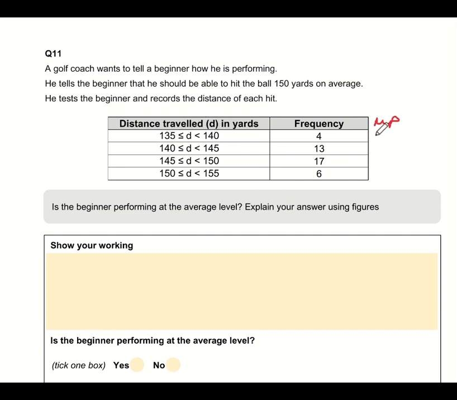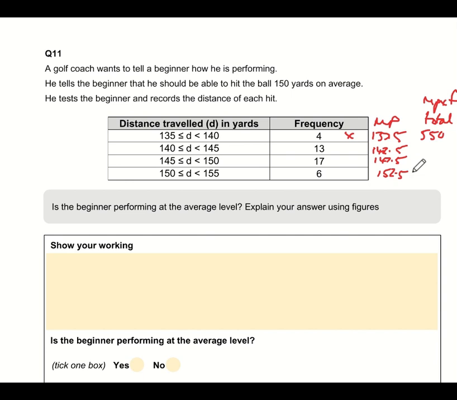So I'm going to work out the midpoint, which is 137.5, 142.5, 147.5, and 152.5. So if we're estimating that he's taken 4 shots with a distance of 137.5, then the total distance is going to be the multiplication of these 2 columns here. So it does help to understand what's going on here, but a lot of people just know to do midpoint and then midpoint times by frequency, and 4 times 137.5 is 550.